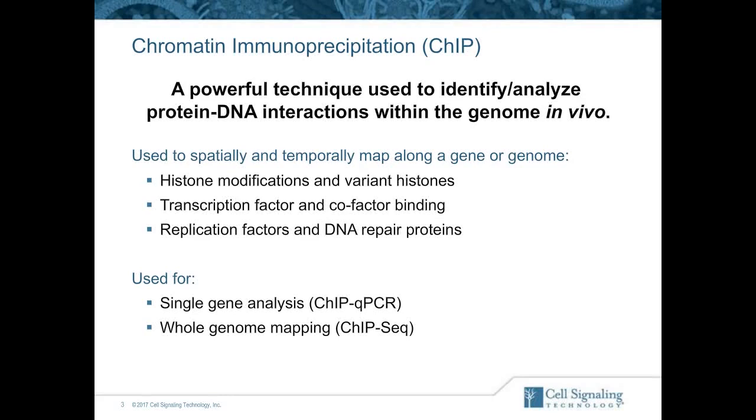So what is ChIP? ChIP is a powerful technique that's used to identify and analyze protein-DNA interactions within the genome in vivo. You can use it to look at binding of histones and histone modifications, transcription factors and cofactor proteins, replication factors and DNA repair proteins. And you can use this method to look at single gene analysis using ChIP-qPCR. Here is where you would look at a handful of interesting target genes. Or you could use it and look at whole genome mapping of the protein or histone modification.